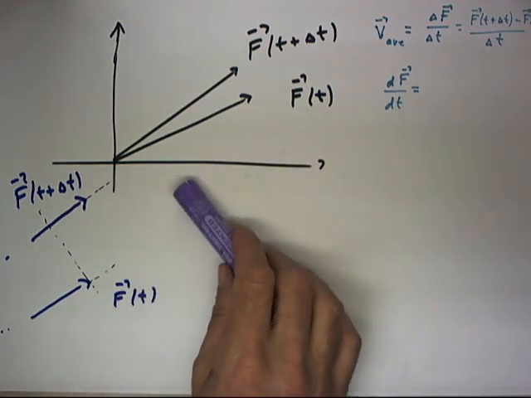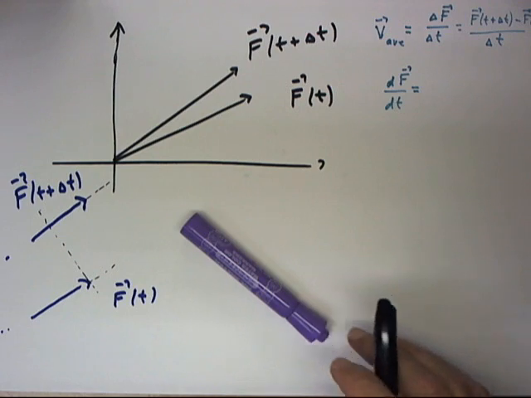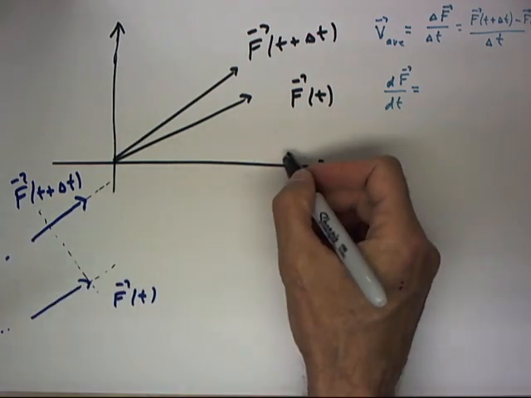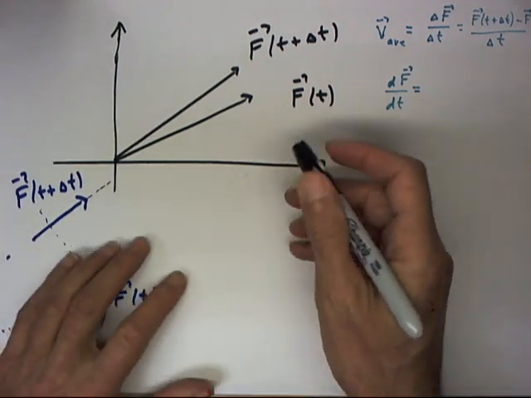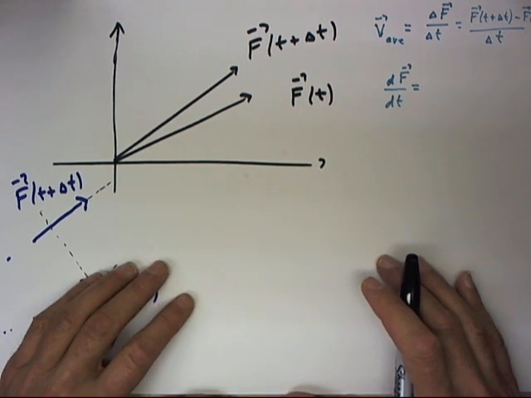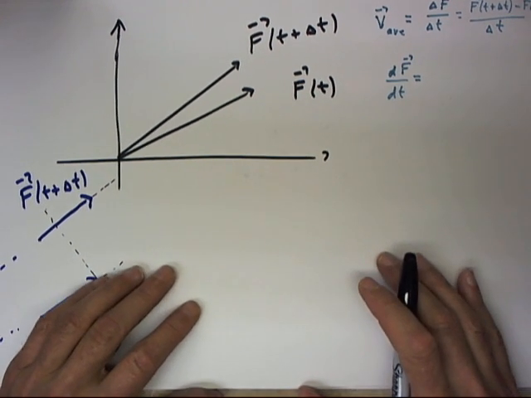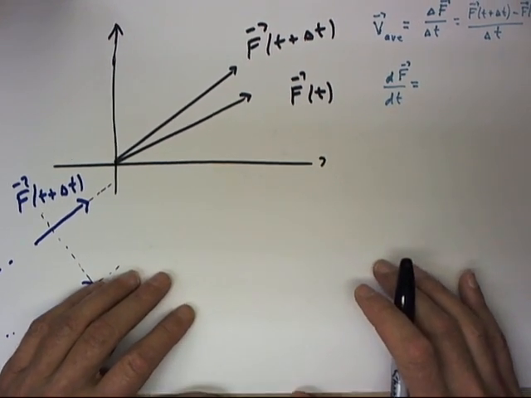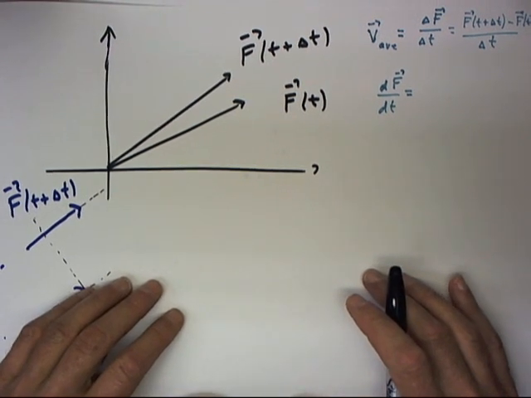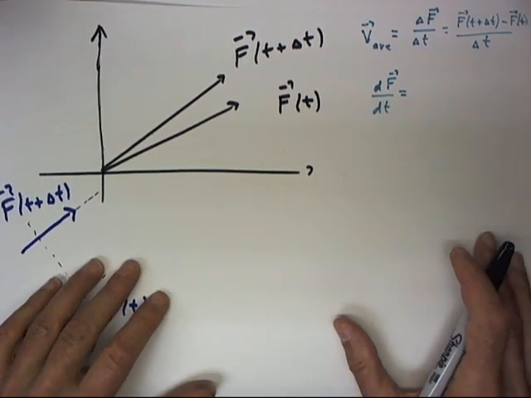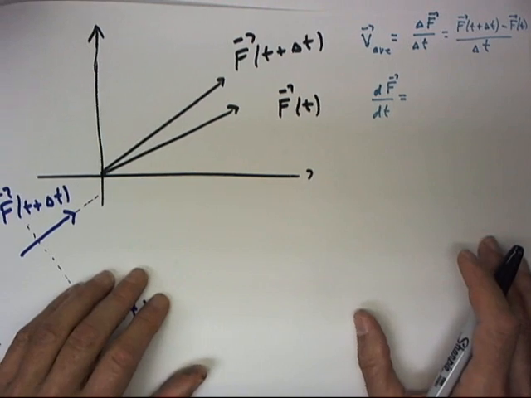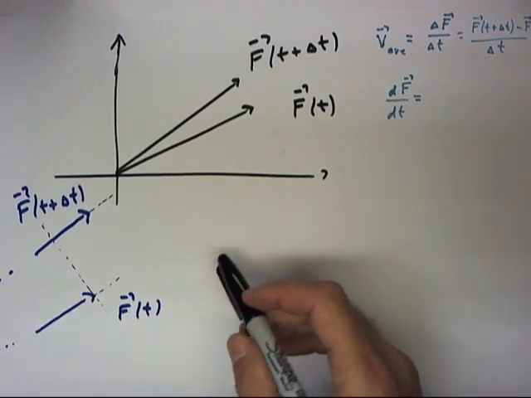Let's think a little bit about what we mean by the derivative of a vector function. We've seen how to calculate it. We've seen what it means, or at least we've asserted what it means in the case of a vector function that represents the motion of an object. But what does it mean in general?